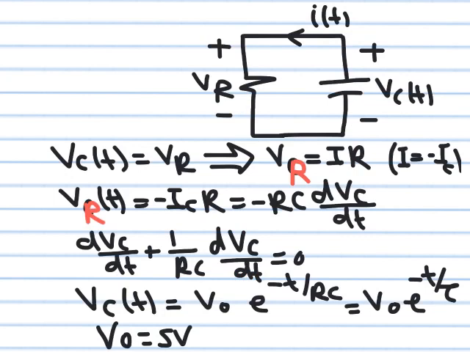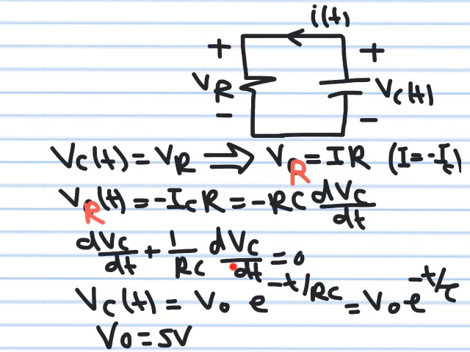Then you equate this. So now VC minus VR is equal to zero. I can find the expression for the solution. Again, there is no excitation here, so there's only a homogeneous solution. This is a homogeneous solution. I have to find what V naught is.